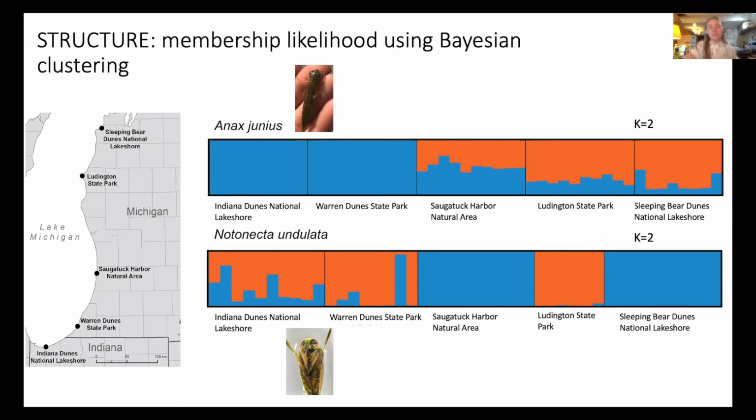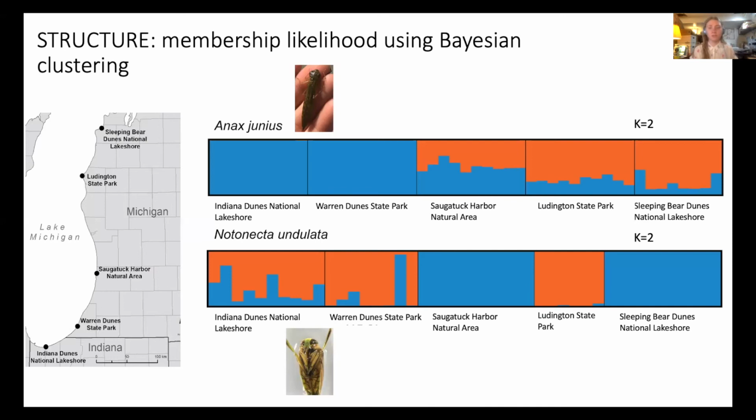For Anax junius on the top, our high disperser, we observed 2 genetic clusters, one in the southern 2 sites and one in the northern 2 sites with a zone of admixture in the middle. For Notonecta on the bottom, our intermediate disperser, we also observed 2 genetic clusters, but we see a little bit more of a random organization. We see 1 cluster at Indiana Dunes, Warren Dunes, and Ludington State Park, while we see another genetic cluster with Saugatuck and Sleeping Bear Dunes.